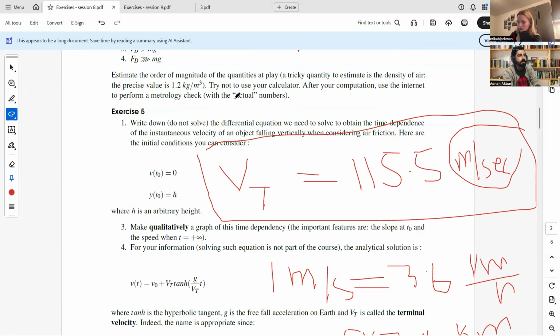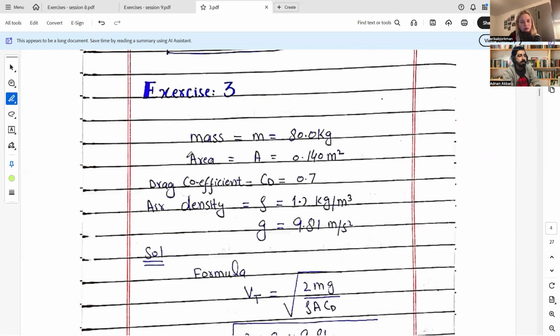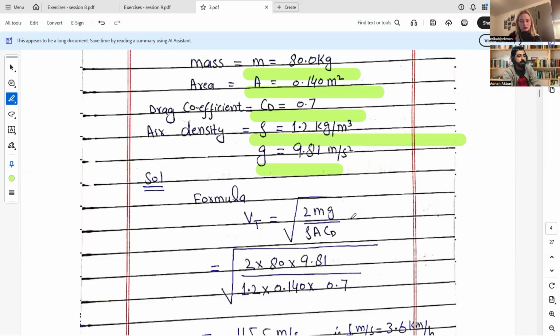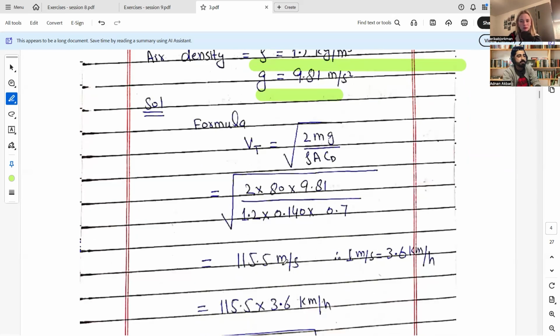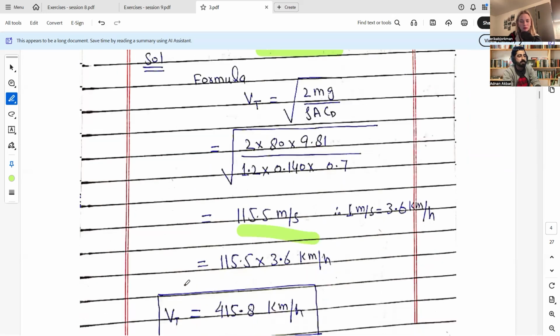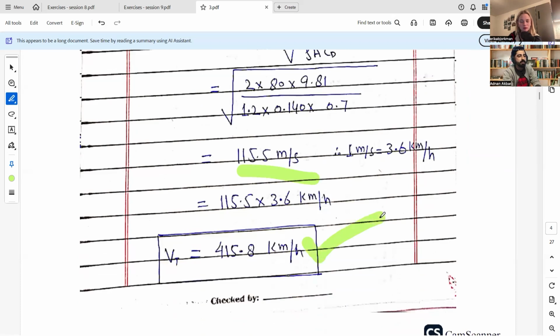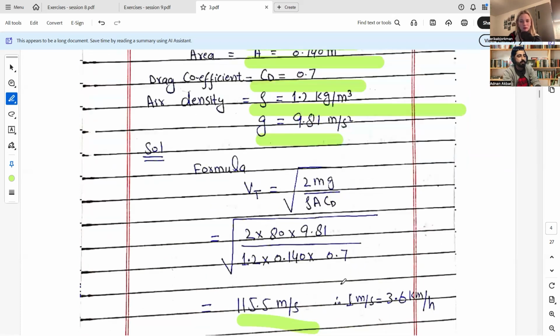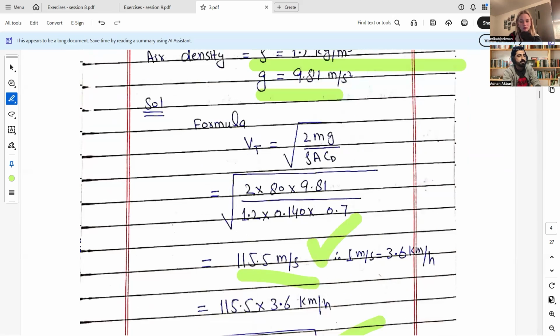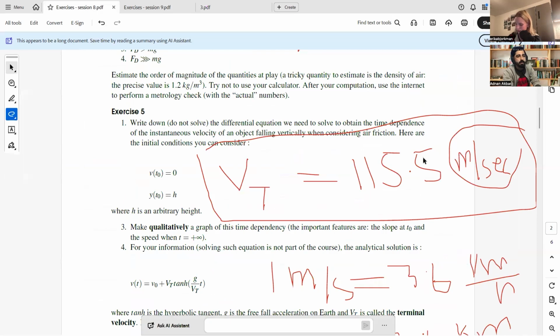So you need to check it here: mass, area, drag force constant, air density and gravity. Formula, just replace the values and calculate the result. 115.5 meter per second, and as a result multiplied by 3.6, finally you have calculated in kilometer per hour and also in meter per second. Is it clear? Yes, it's very clear. Okay.